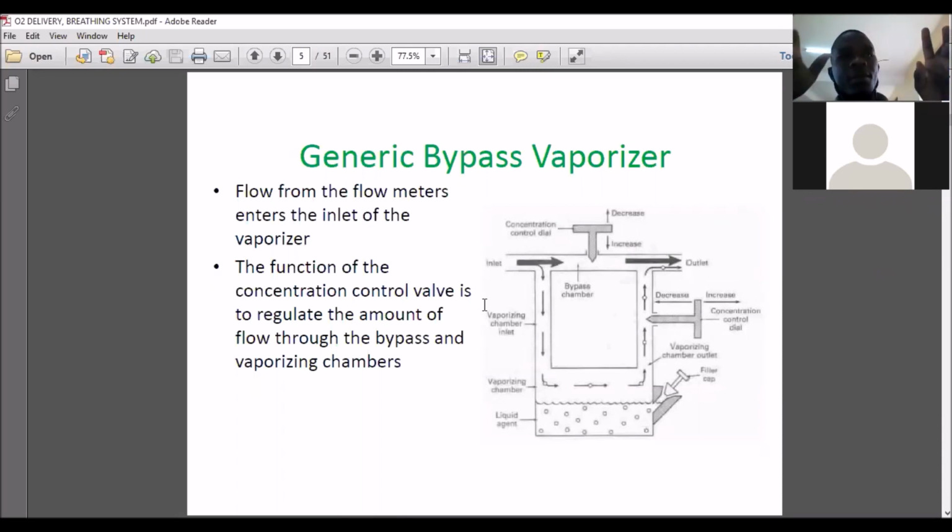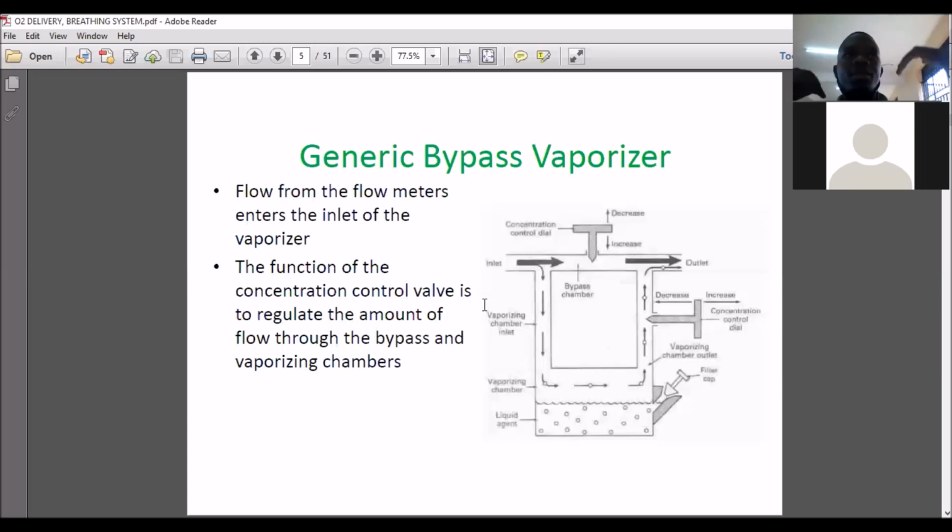However, if I open the one above, that means more air is going through. And then I close the one below and I let only a few anesthetic agents pass through. That means in my final product, I'll be having less anesthetic agent and more air percentage. You're getting me? So that will be in the variation of age, whereby you find young kids, you give them a lesser dose compared to the old ones.